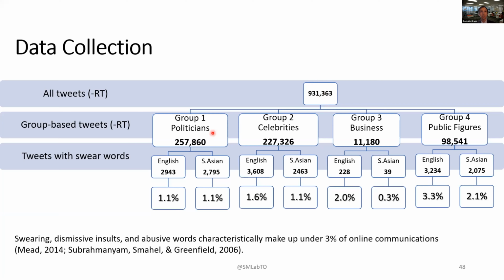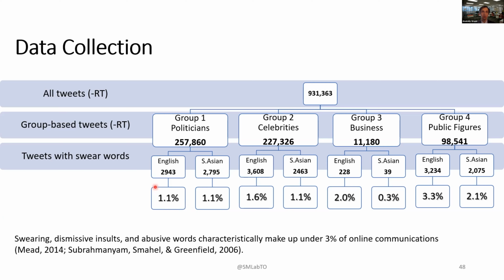Those were coming from 4 groups: politicians, celebrities, business leaders, and public figures. Most of the tweets were towards politicians and celebrities, not surprising here. Within each data set, we then automatically identified English-only messages or non-English messages, and we applied each dictionary that we had towards each of these subsamples. And so what the last part of this chart shows you is the percentage of swearing type of tweets directed at the individuals in our data set.